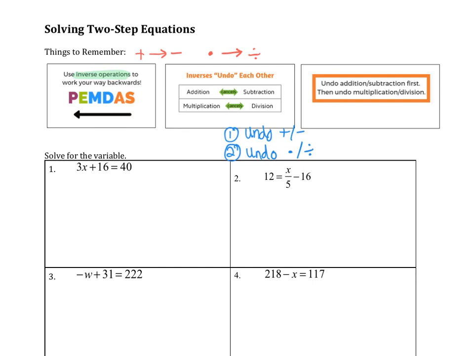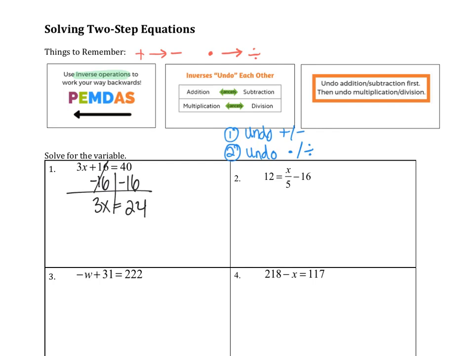In the first example, we have 3x plus 16 is equal to 40. So first we're going to undo the adding and subtracting. I can tell that there is a plus 16 here. The opposite of adding something is subtracting, so I'm going to subtract 16 from both sides. If you want to draw a line down where your equal sign is, that will help you. When I do that, I get 3x is equal to 40 minus 16, which is 24. So I've got 3x equals 24 so far.